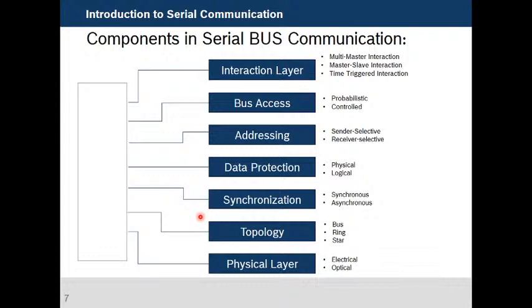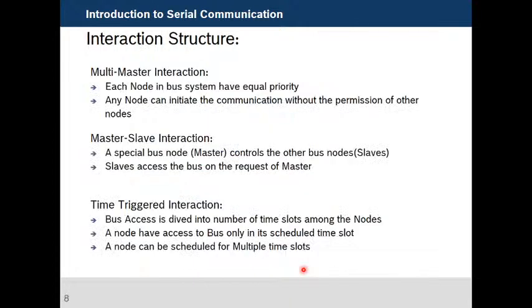Okay, the next one is components in serial bus communication. The first one is the interaction layer. The next ones are bus access, addressing, data protection and synchronization, topology, and physical layer. We are going to see these in detail. First, the interaction structure.